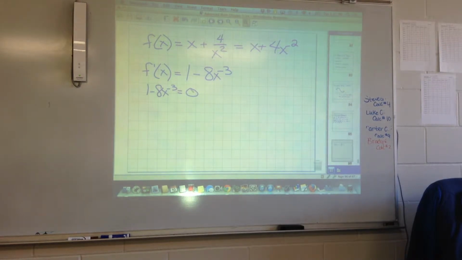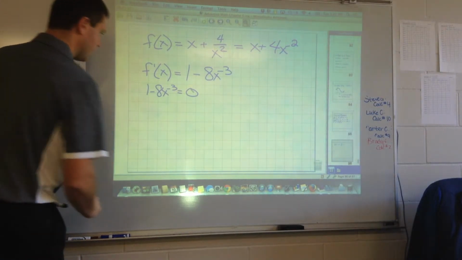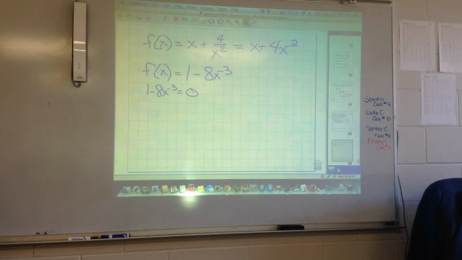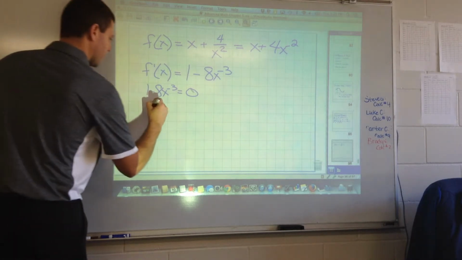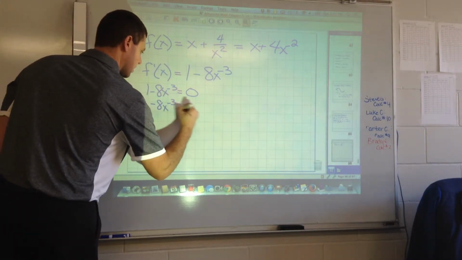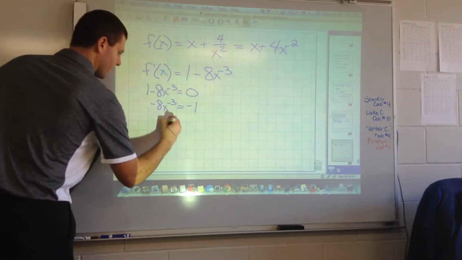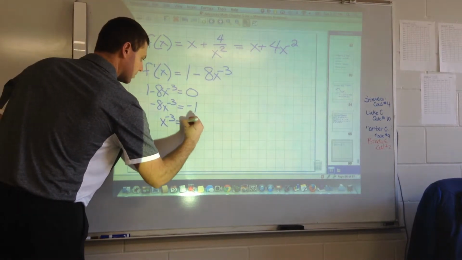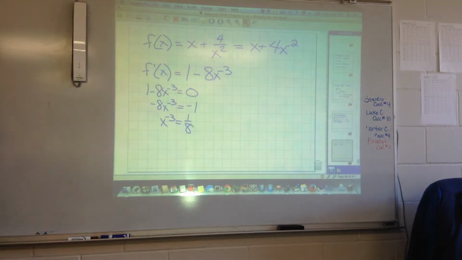So you leave it alone. It's up to you. If you want to write that as 8 over x to the third, that's fine. Then wouldn't we want to subtract 1 from both sides? Subtract 1 works. And then divide by negative 8. Divide by negative 8 works. So 1/8.